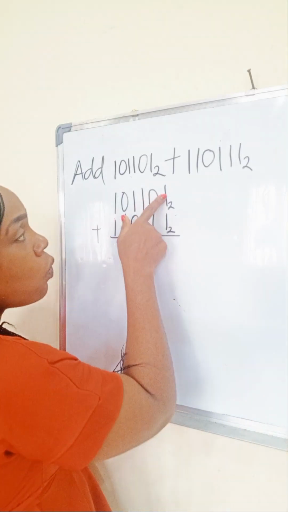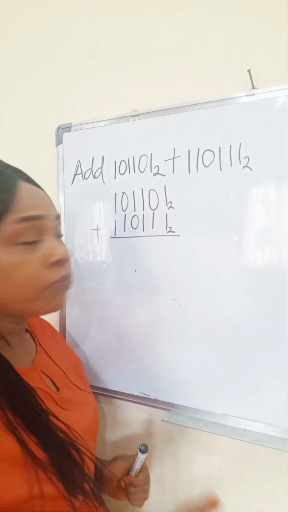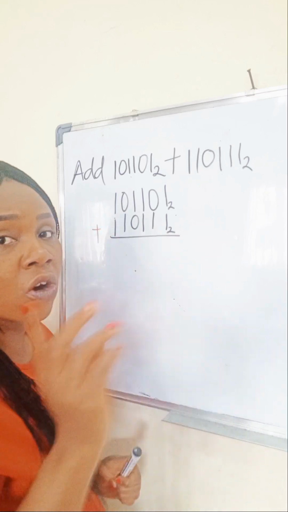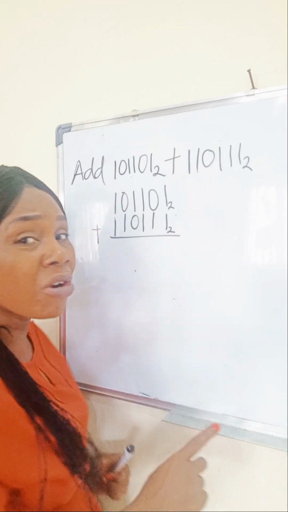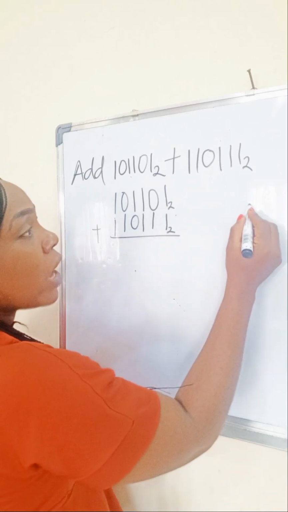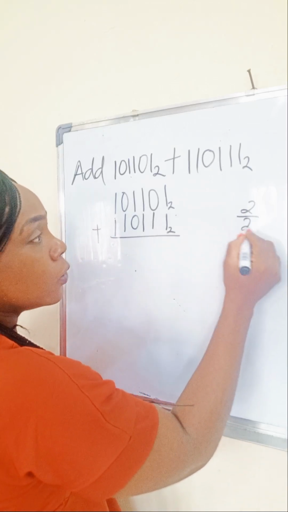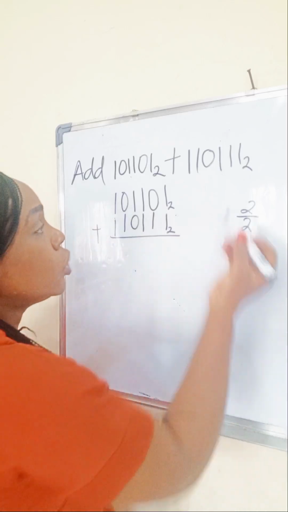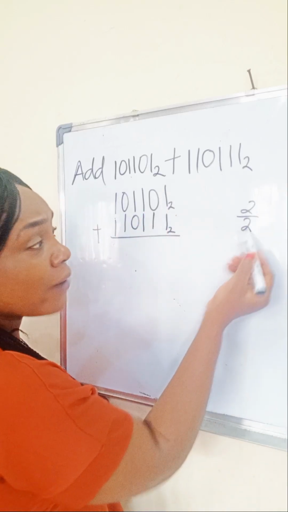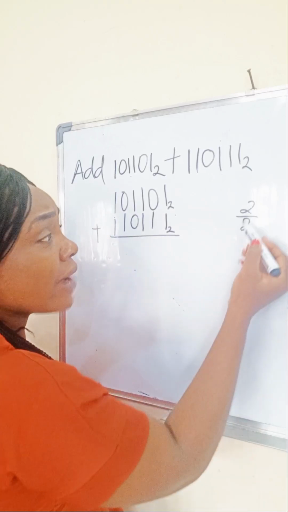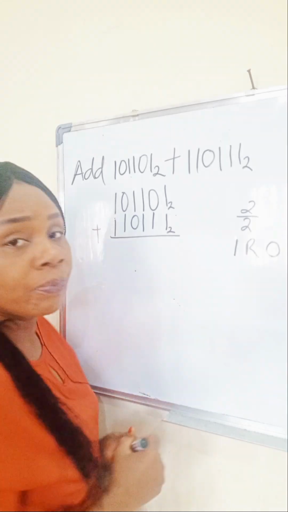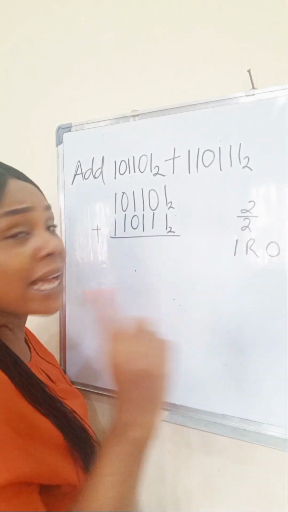Okay, now 1 plus 1 is 2. We do not write the 2 because base 2 numbers contain only 2 digits, zeros and 1. So instead of writing 2, we are going to be dividing 2 by 2. Remember that it's in base 2. So 1 plus 1 gives us 2, and we divide by 2. So 2 divided by 2 is what? It's 1, remainder 0.